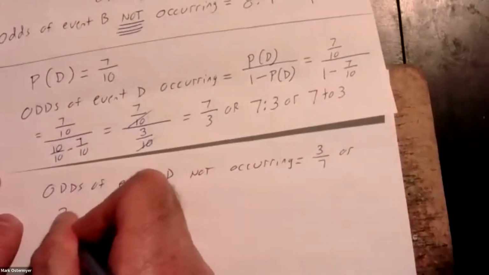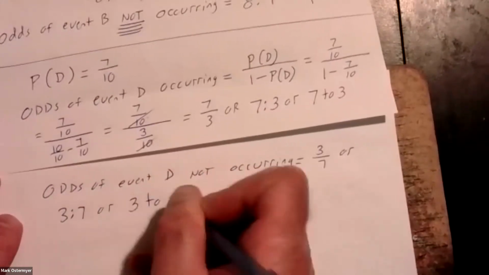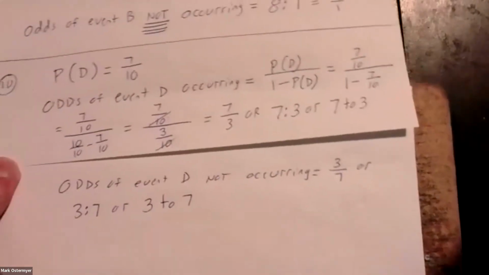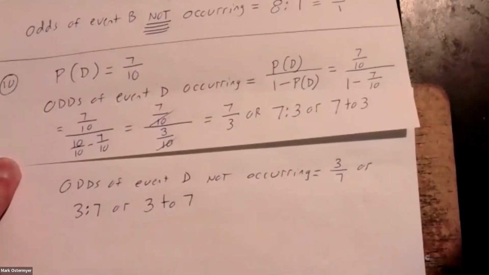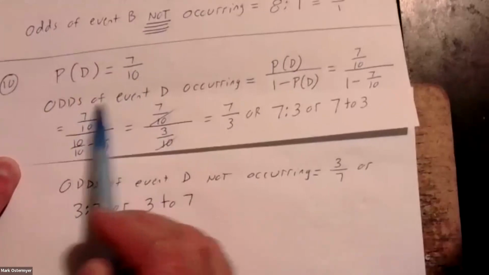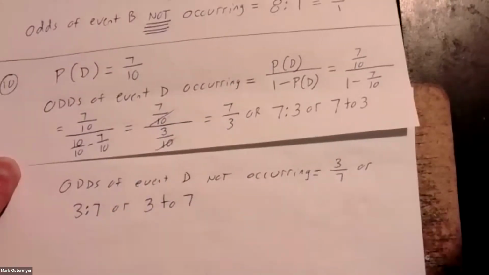Or 3:7. Or, you could say 3 to 7. All right. There you go. With this second example, is it a little bit clearer as to how we convert the probability of an event occurring into the odds of the event occurring or the odds of the event not occurring? Is it a little bit more clear now?